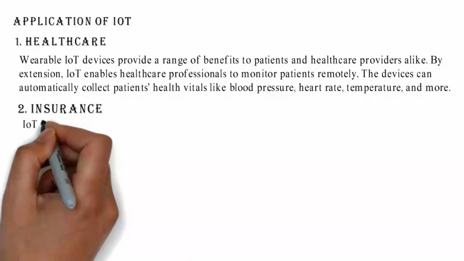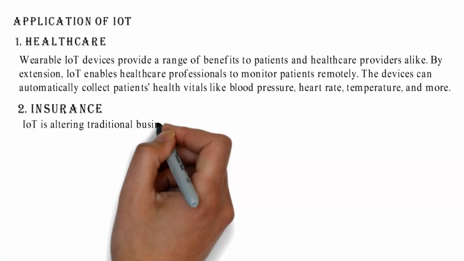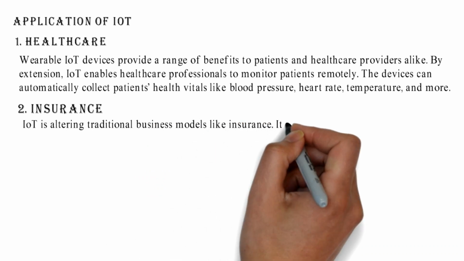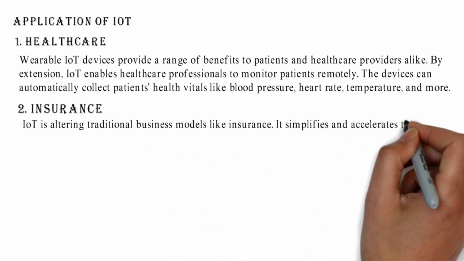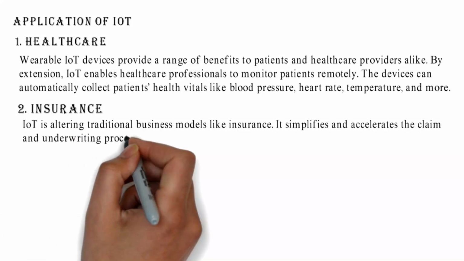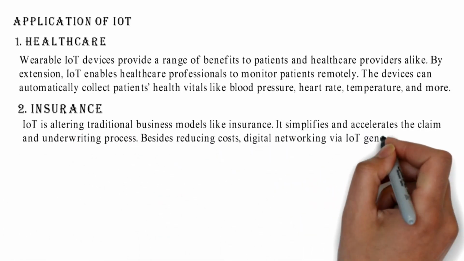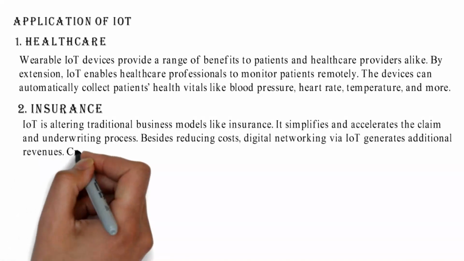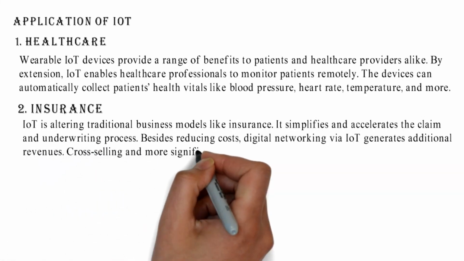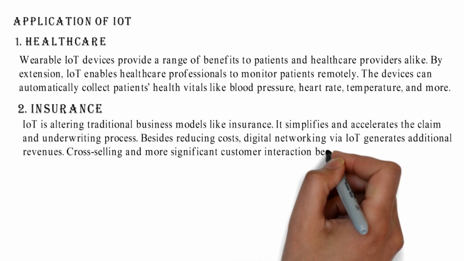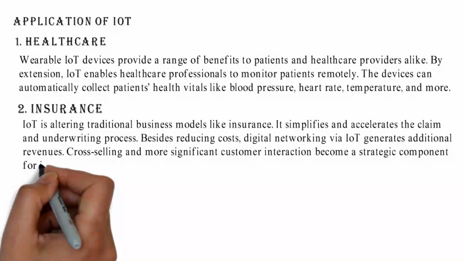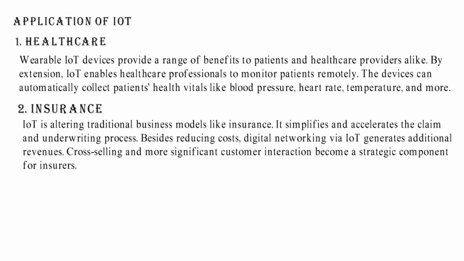Two. Insurance. IoT is altering traditional business models like insurance. It simplifies and accelerates the claim and underwriting process. Besides reducing costs, digital networking via IoT generates additional revenues. Cross-selling and more significant customer interaction become a strategic component for insurers.